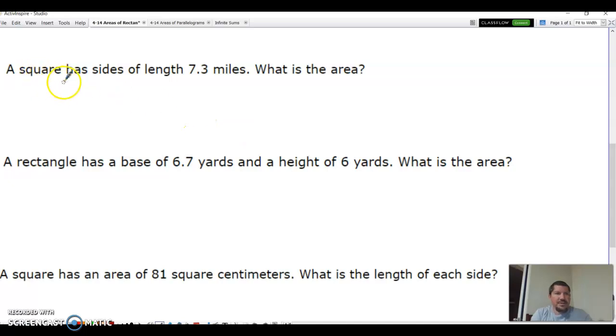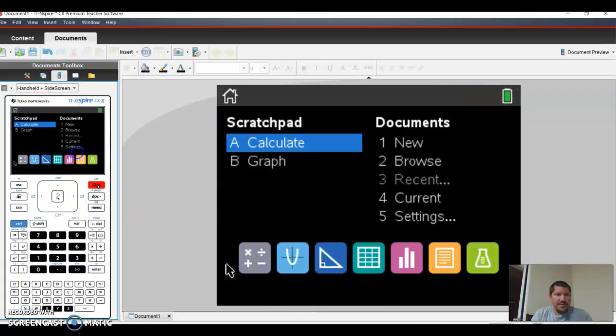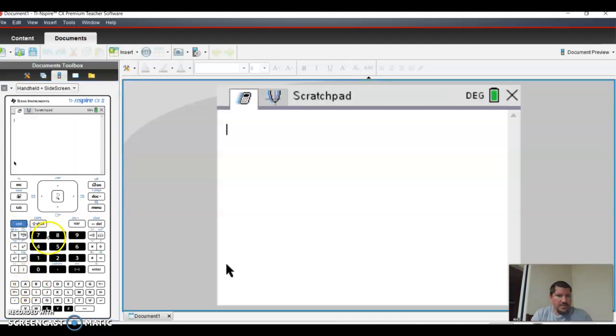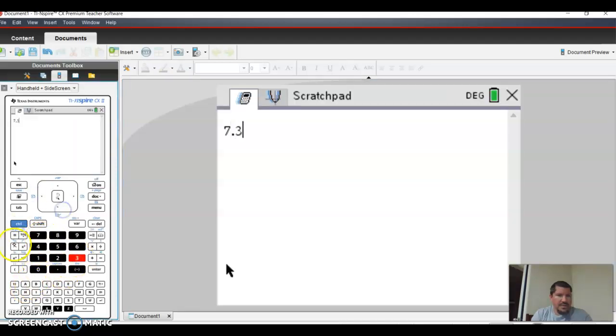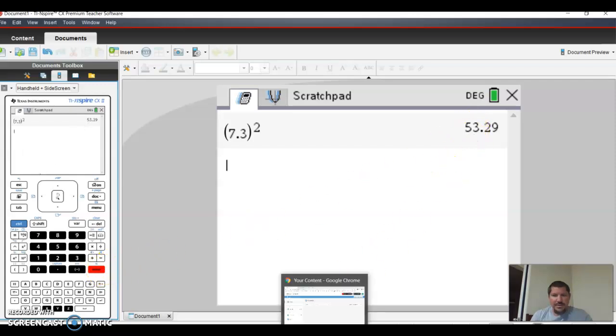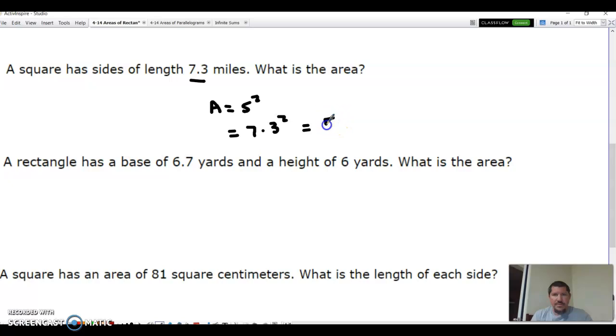Alright, so a square has sides of length 7.3. So again, area is side squared, or in this case 7.3 squared, which I'm going to put in my calculator. So 7.3 squared is 53.29. So 53.29 miles squared.